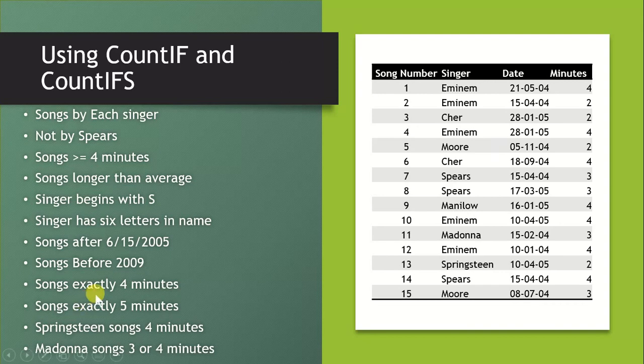Fine. Songs sung after 6/15/2015. Songs before 2009. Songs of exactly 4 minutes. Songs of exactly 5 minutes. Spears songs of 4 minutes, Madonna songs for 3 or 4 minutes, which means between 3 and 4 minutes. So these are some questions. So we have to count. We have a database ready and we have questions. So let's try to use the COUNTIF and COUNTIFS formulas to understand how it will be done.